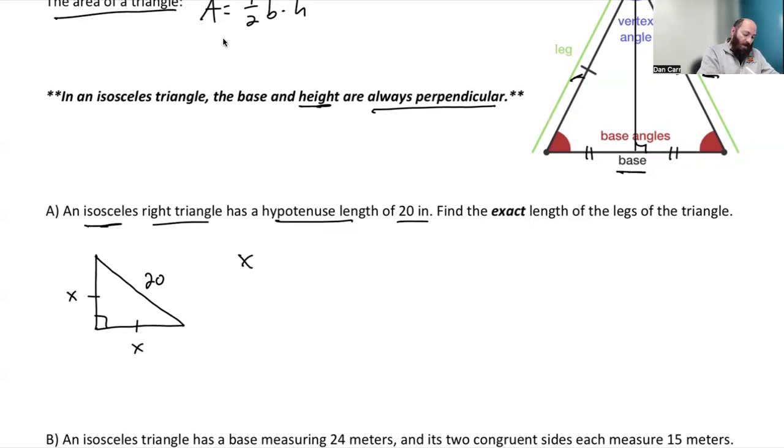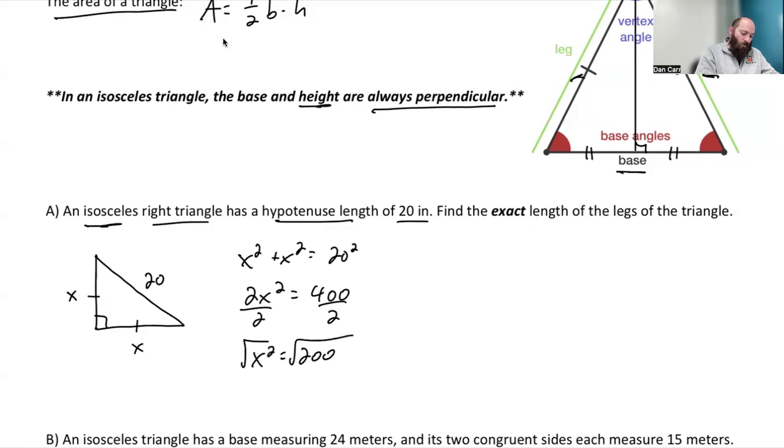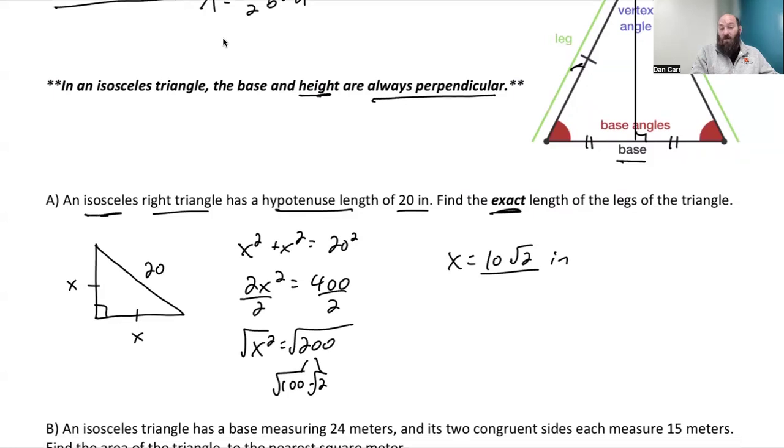So what I can do is make it x squared plus x squared is equal to 20 squared. Still the Pythagorean theorem, but I'm going to make it x squared and x squared like this. I put these together, that's 2x squared is equal to 400. Divide both sides by 2, I get x squared is equal to 200, and then I square root this. 200 is the same as 100 times 2, so I take the square root of 100 and the square root of 2. That means x is equal to 10 square root of 2 inches. That is my exact length. Remember, with exacts, we need our radical number in there.